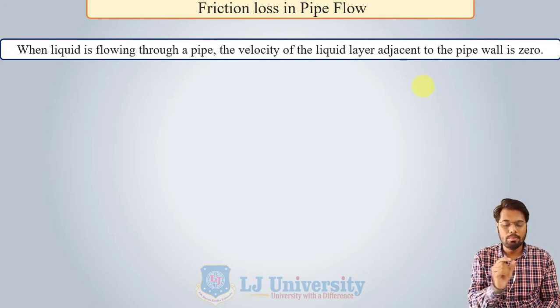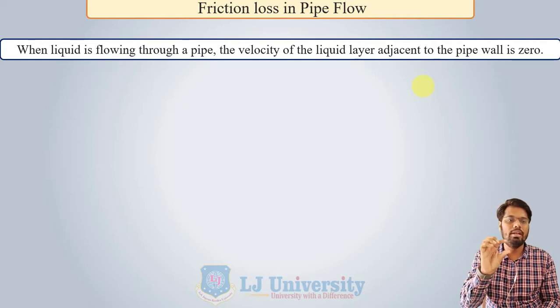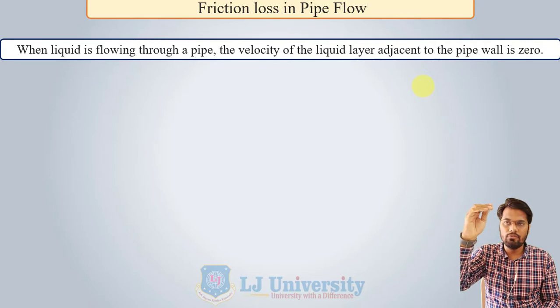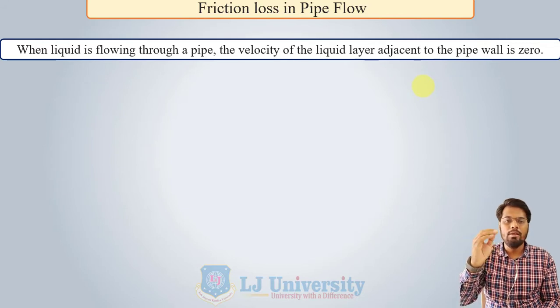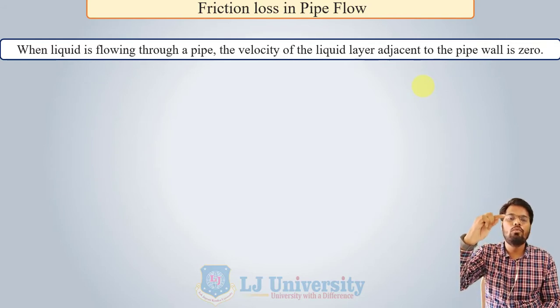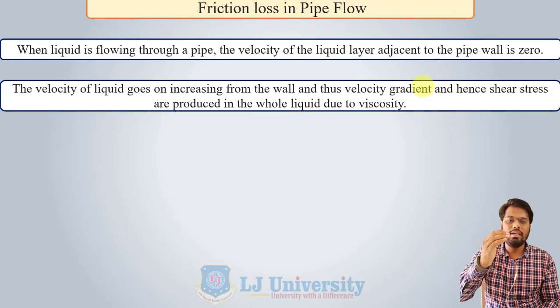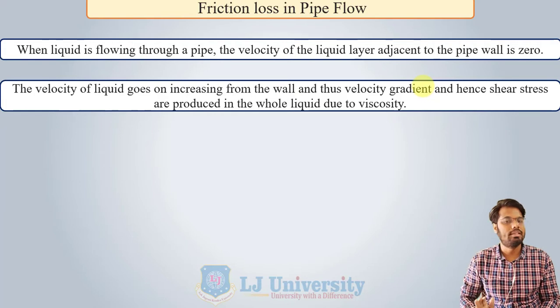When liquid is flowing through a pipe, the velocity of the liquid layer adjacent to the pipe wall is 0. That layer reduces the velocity of the subsequent layer, and due to that friction, or we can say the shear stress generated by the friction force, a velocity profile is generated where the velocity of the layer adjacent to the wall becomes 0. The velocity of the liquid goes on increasing from the wall, and thus the velocity gradient and hence shear stress are produced in the whole liquid due to the viscosity.